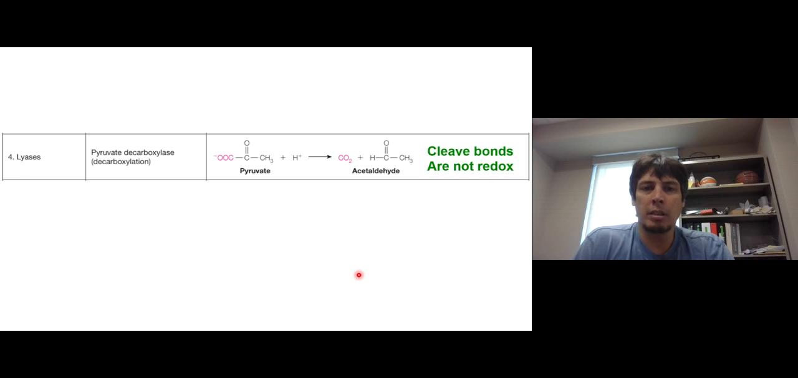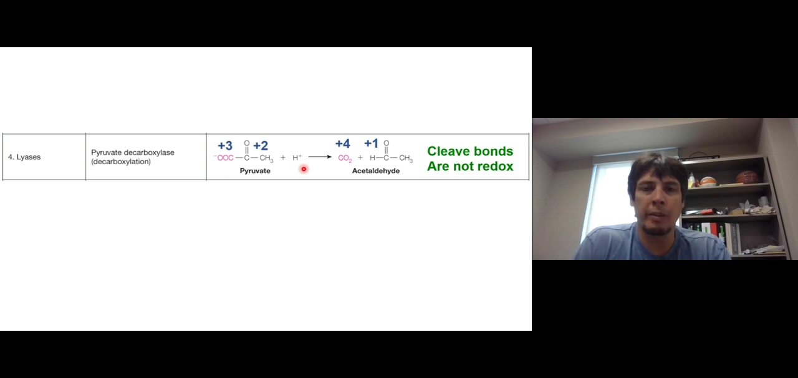So you have a loss of carbon dioxide, or the carboxylate group gets converted to carbon dioxide, and that kind of looks like a redox reaction. But if you look at the sum total of at least these two carbons here, and you can do this for all the carbons, you'll still get a zero net change in oxidation state.